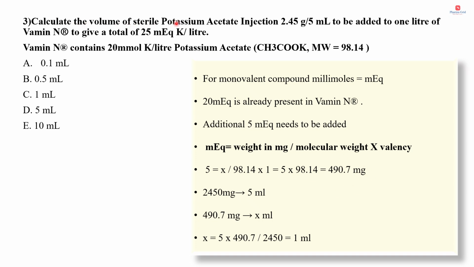So how will we calculate the volume? Here again in the question, there is a clue. The strength of potassium acetate injection is given as 2.45 gram per 5 ml. That is, 2.45 gram is present in 5 ml. So convert this gram into milligram. That is 2450 milligram is present in 5 ml. So 490.7 milligram is present in x ml. Let x ml be the volume. Find out the value of x by cross multiplying. That is 490.7 into 5 divided by 2450, that is equal to 1 ml. So here the correct answer is option C, that is 1 ml.